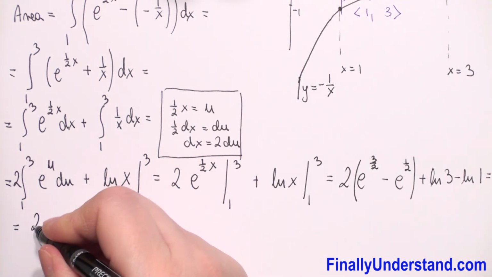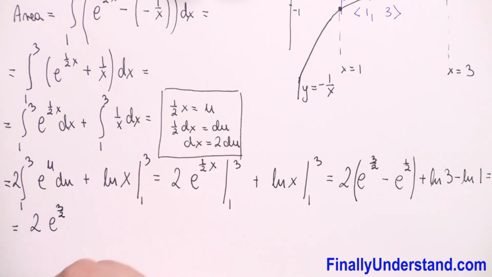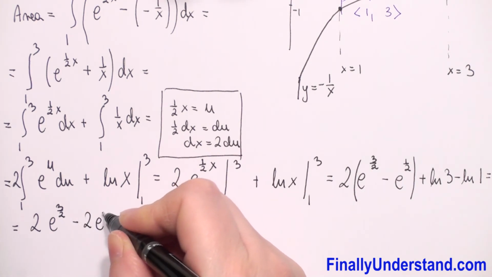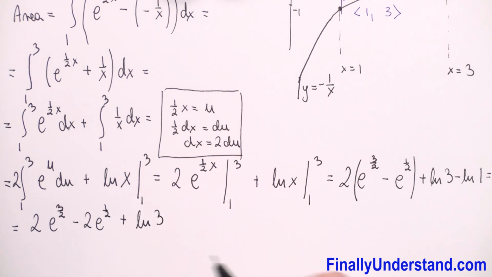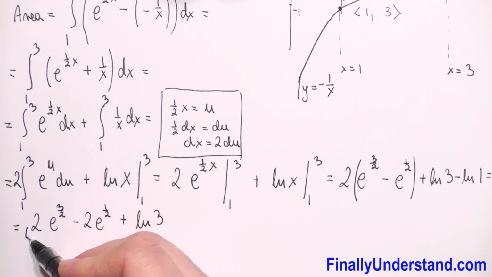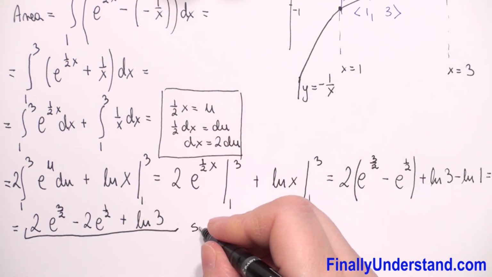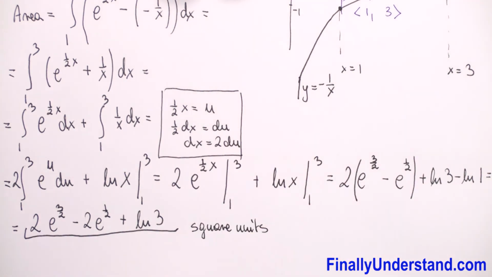So this is equal to 2 times e to power 3 over 2, and we can multiply by 2, so it will be minus 2e to power 1/2 plus the natural logarithm of 3, because the natural logarithm of 1 is 0, so we don't have to write it. This is my solution. Of course, we have to add square units because this is area.